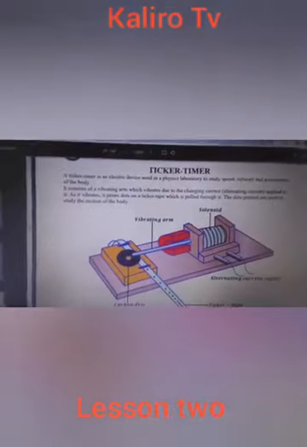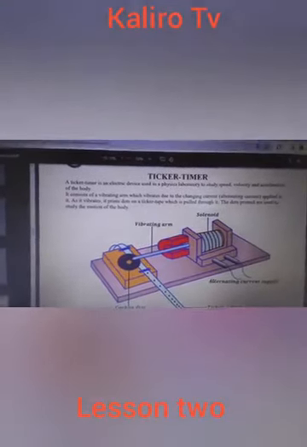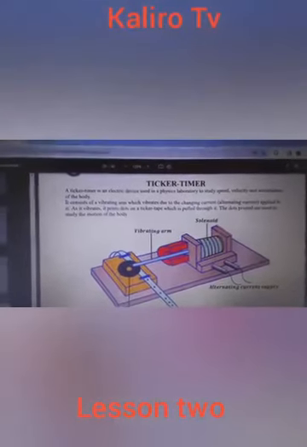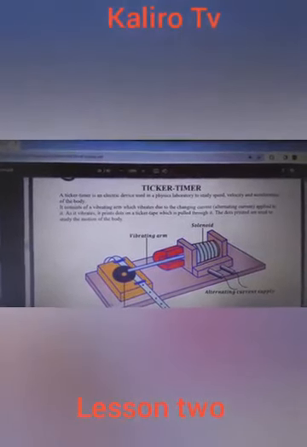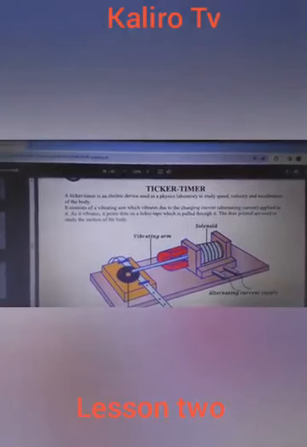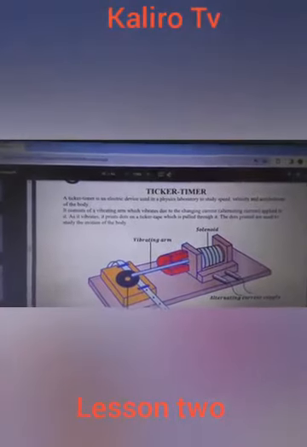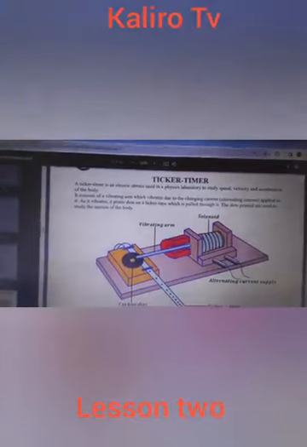What you are seeing on your screen is what we are calling a ticker timer, and that's its diagram. A ticker timer is a device used in a physics laboratory to study speed, velocity, and acceleration of a body. It consists of a vibrating arm which vibrates due to the alternating current applied to it. I told you alternating current is a type of current which flows in two directions.